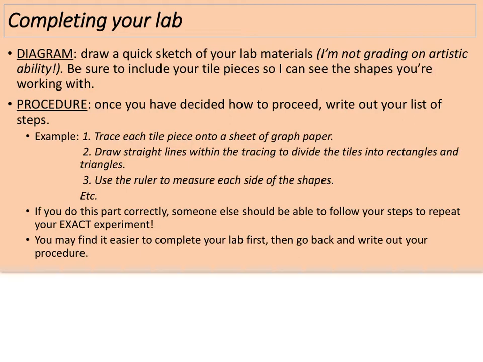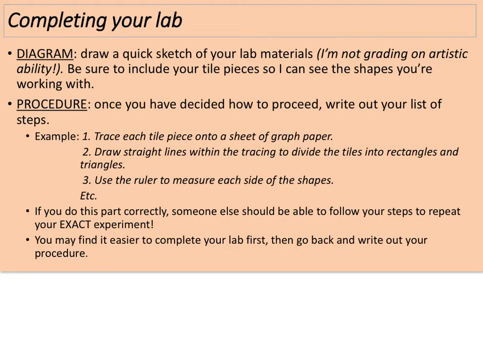Under procedure, the first thing you have to do is to figure out how you're going to complete the lab. Once you've decided that, you will have to write out a list of your steps. So I've shown you an example here. Number 1, trace each tile piece onto a sheet of graph paper. Number 2, draw straight lines within the tracing to divide the tiles into rectangles and triangles. Number 3, use the ruler to measure each side of the shapes, etc. Write down every single thing that you do in order to complete the lab.